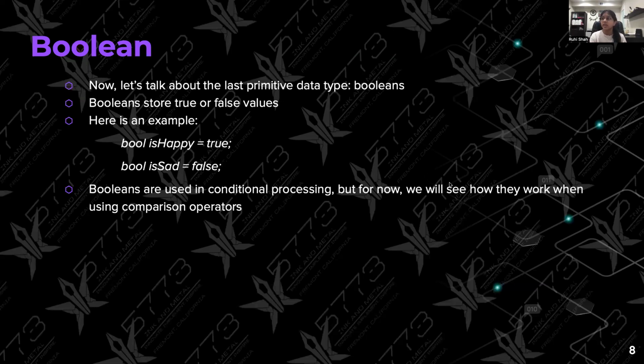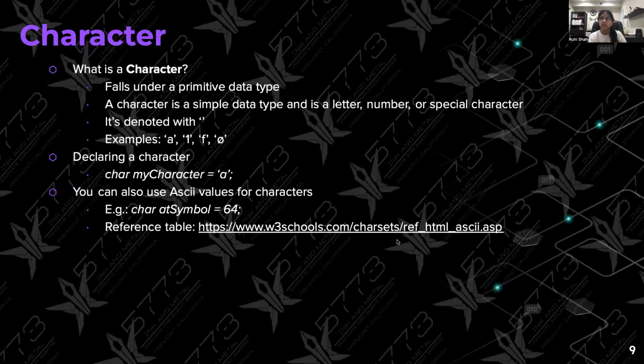Booleans are used in conditional processing, which we'll talk about a little bit later or in another video. But for now, we can see how they're used as comparison operators. Okay, next is characters. So what is a character?